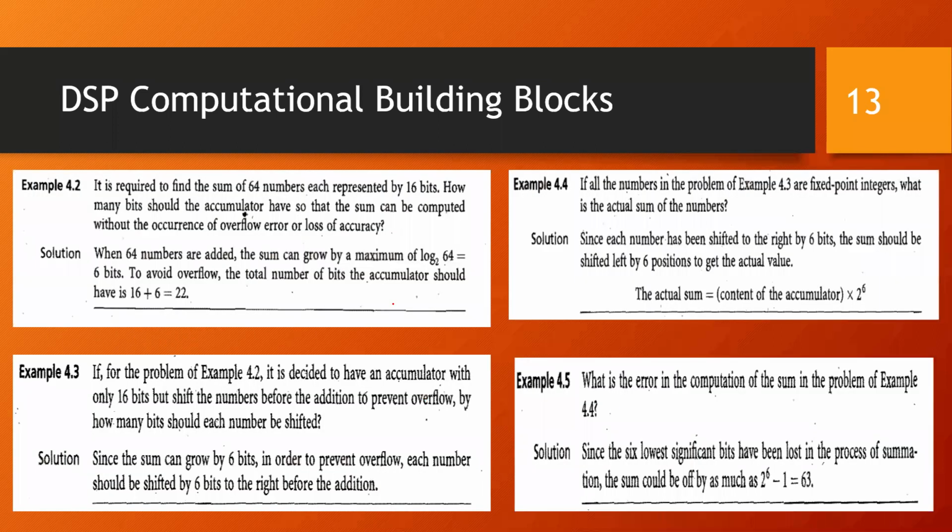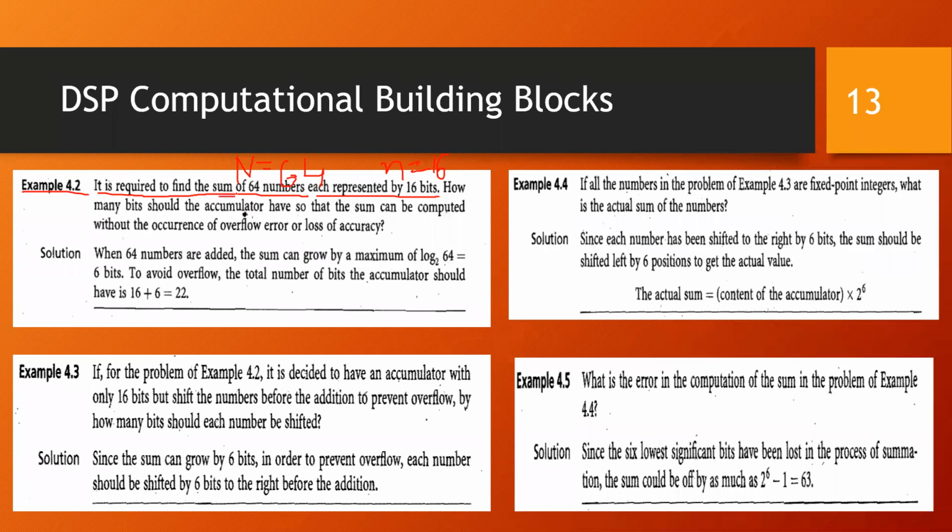So now let us look at a few of the problems associated with this discussion. Here we can see in example 2.4, it is required to find the sum of 64 numbers. So capital N is 64 and each is represented with 16 bits. So lowercase n is 16 bits. The number of elements to be added is 64 and each number is represented with 16 bits.